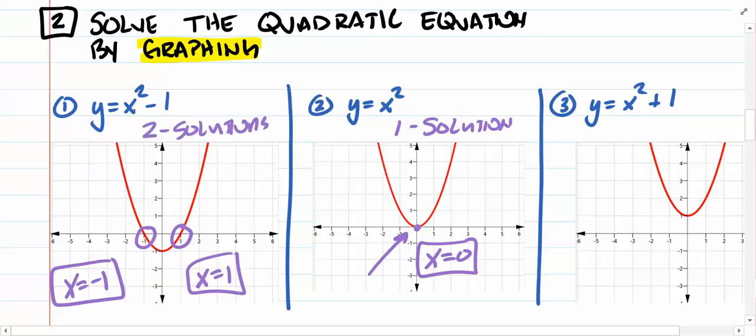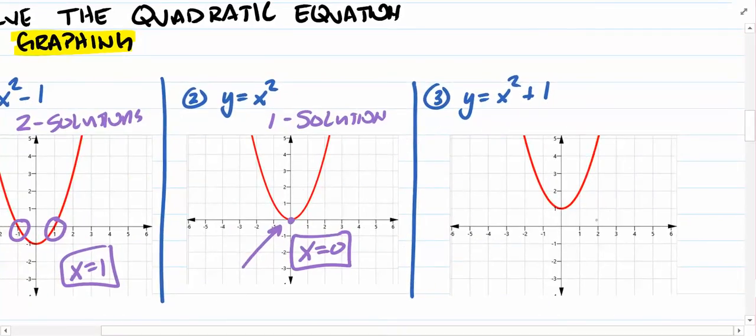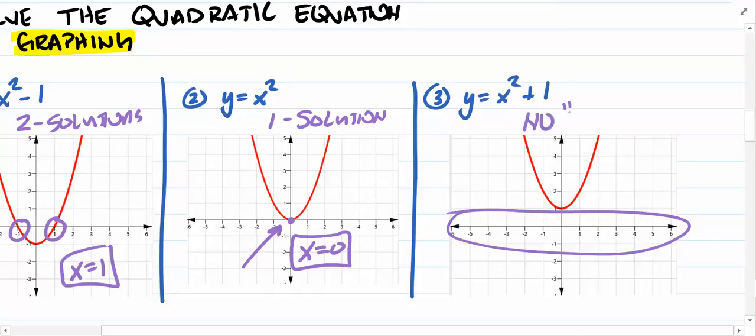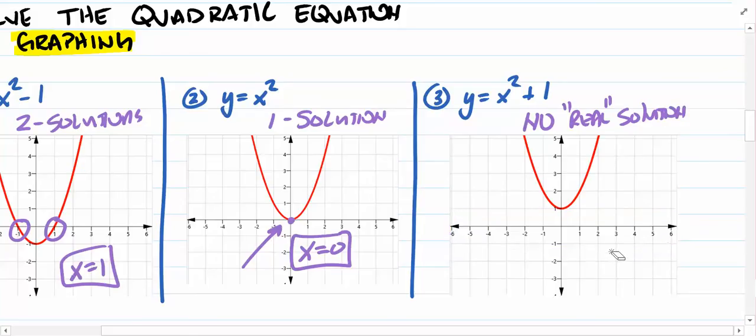And it's even possible for a quadratic equation to have no solutions, such as this one over here, because the graph never ever touches the x-axis whatsoever, so there is what we call no real number solution. The reason we say there's no real number solution is because the x-axis is acting like the real number line, and since the quadratic never touches the x-axis, then there is no real solution.